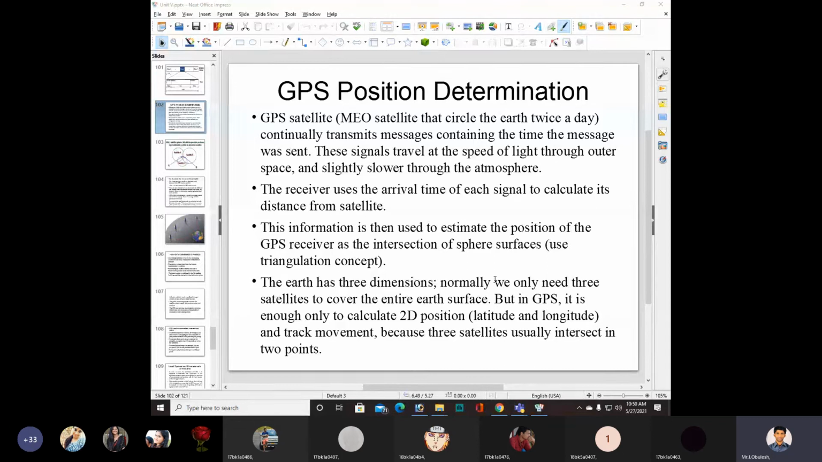Here the receiver uses the arrival time of each and every signal. If you want to calculate its distance from a satellite, it is with the help of the arrival time of each and every signal only that we will be able to calculate it. So this information is then used to estimate the position of the GPS receiver as the intersection of space surfaces.